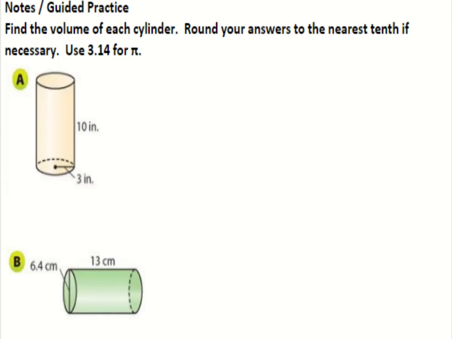So let me just show you some examples right away. So first here, we want to find the volume of these cylinders. So I have a cylinder. It's giving me the radius of 3 inches, and then the height here is 10 inches. So what I'm going to do is set up my formula. So the formula is pi r squared times h, and I'm just going to plug in these values. So I know that's pi times 3 squared times height, which is 10.